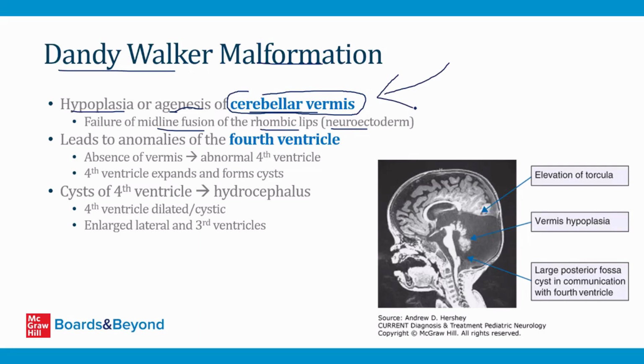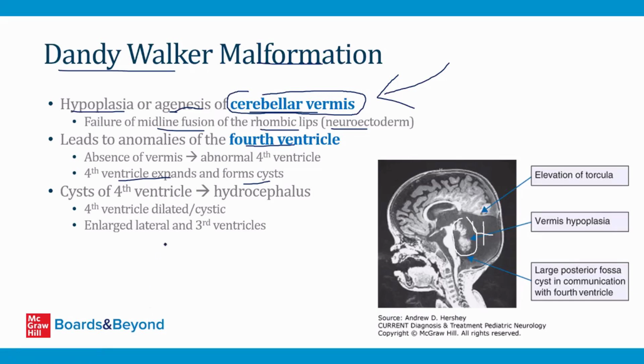When the cerebellar vermis is either underdeveloped or not developed at all, this leads to major anomalies of the fourth ventricle. In particular, the fourth ventricle expands and becomes enlarged, and it also forms cysts. And on neuroimaging, one of the most obvious features of a Dandy-Walker malformation is the massive fourth ventricle. That's what's shown right here in the back of this child's skull. You can also see in this image that the cerebellum is very small and underdeveloped. All of this fits classically with a Dandy-Walker malformation.